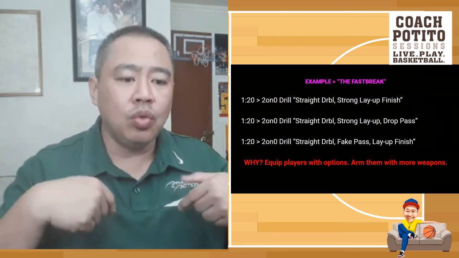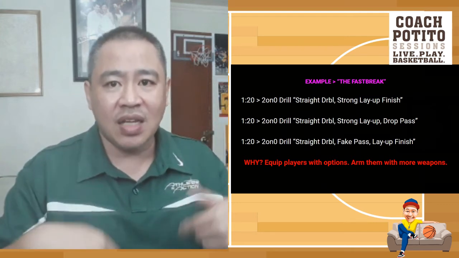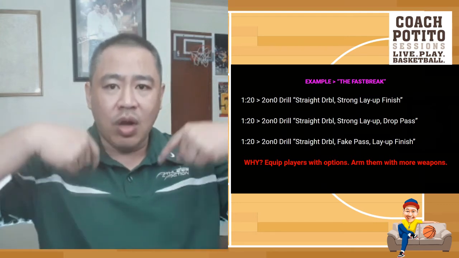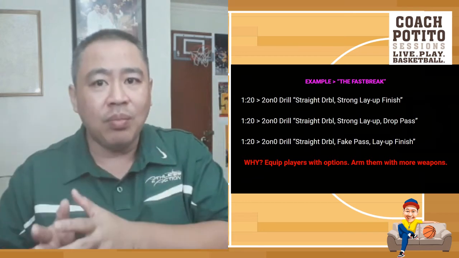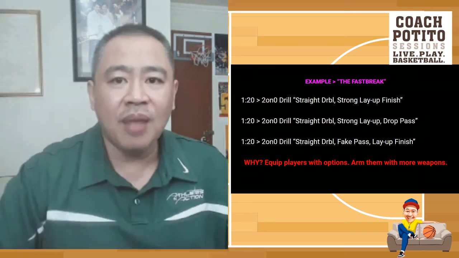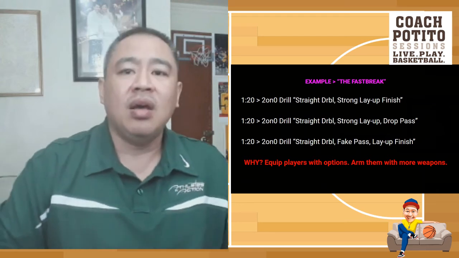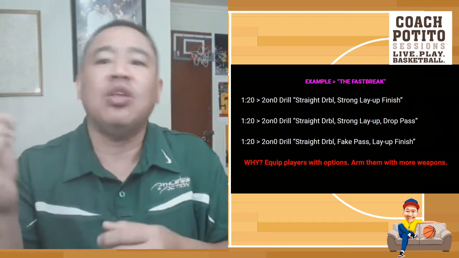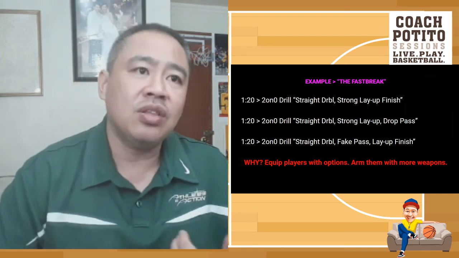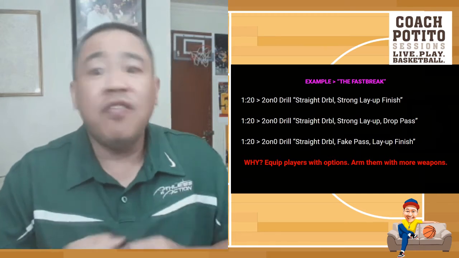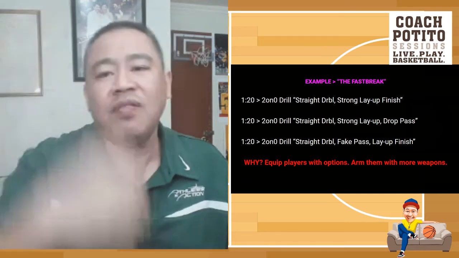Two lines at the half line, and then both go at the same time with just one player with one ball. They go straight for a layup. The second set would be go strong for a layup. At the last minute, you drop it off to your partner. And the third would be a strong dribble, fake pass to your partner, and then finish strong.